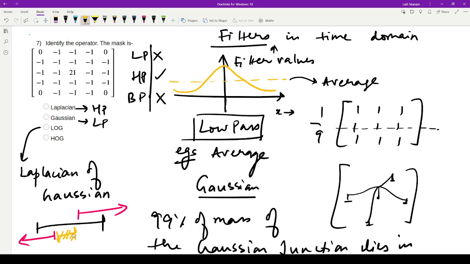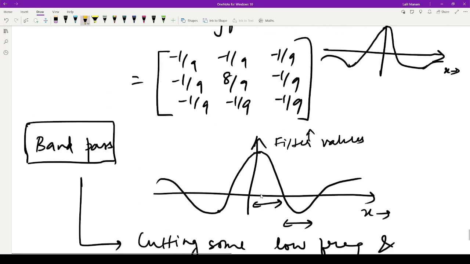One final question on Laplacian of Gaussian. Is it a linear filter? Is Gaussian a linear filter? Yes. Okay, is Laplacian a linear filter? Laplacian is not linear, I guess. Why? It's a derivative filter.